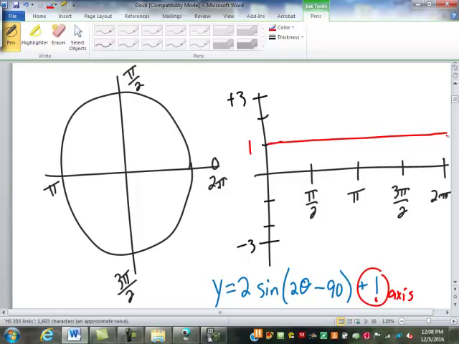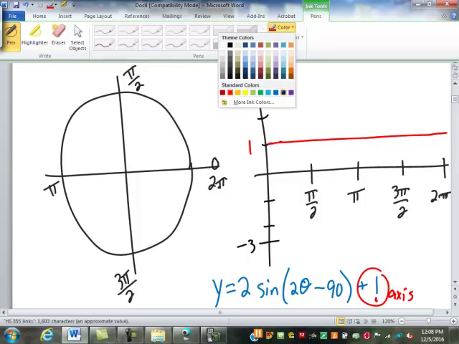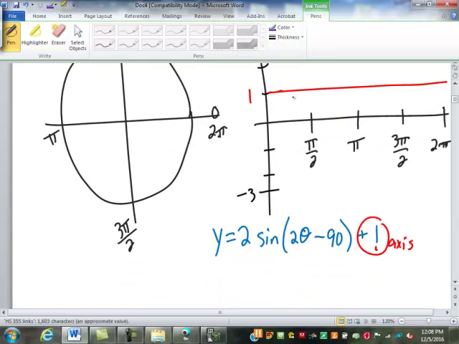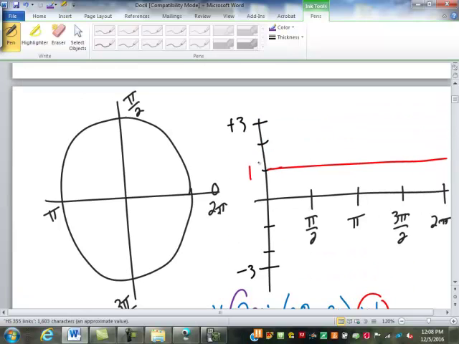So that's my axis. Next, I would find my amplitude. This is telling me my amplitude is 2 above and 2 below the axis. So the top of my curve is going to be there. Bottom of my curve is going to be here. Oops, got the bottom wrong. Yep, it's going to be up 1. Bottom of my curve will be there, 2 below.